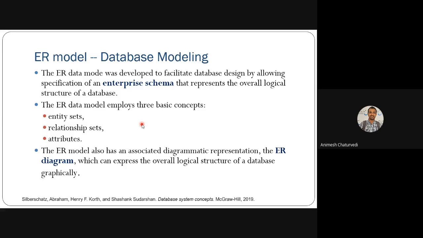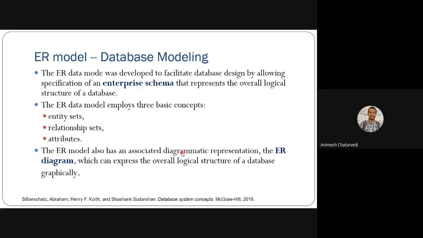So what is that, and how would entity relationship help? It basically helps to facilitate the database design, and it defines the enterprise schema, how the input and output was being done for the particular data set, what the data structure is. So the overall logical structure of the data set is defined under this. Then the data model basically employs three basic things: entity sets, relationship sets, and attribute sets. And we'll see the three things in detail.